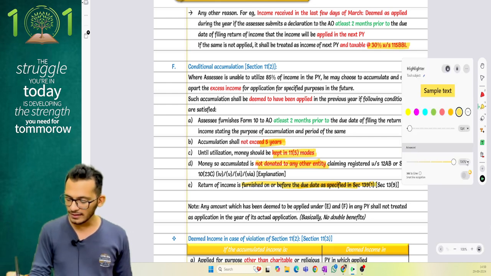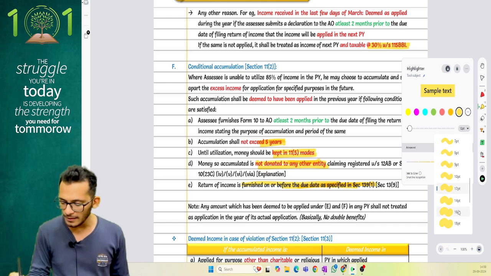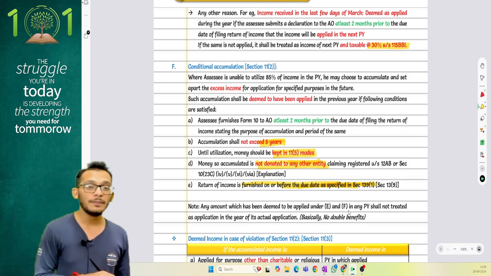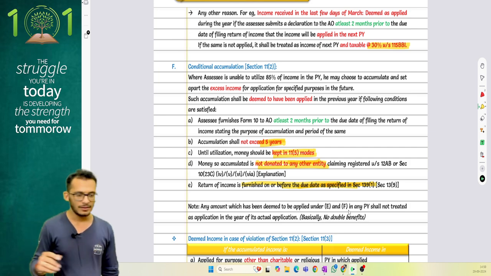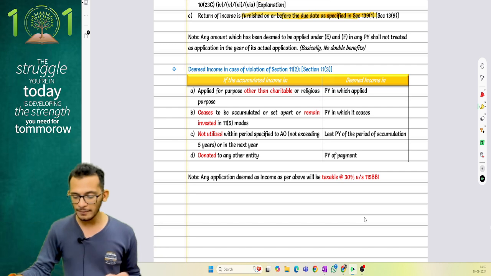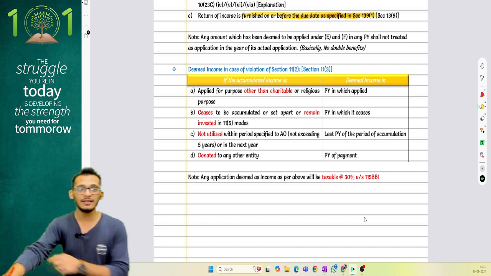If you satisfy these conditions, then I will be granting this as an application to you in the current year and will be denying the application in the future years because I have anyway treated it as application in the current year. Yes. What happens if you violate the conditions? It will be taxable in the years of violation.